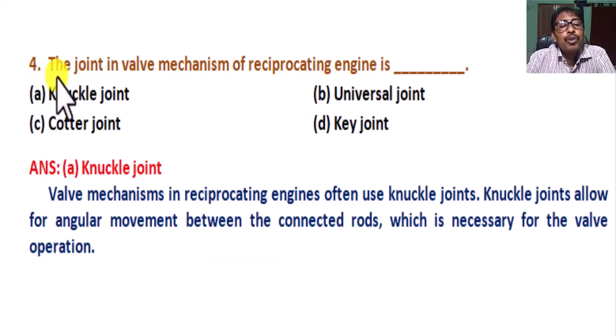Question number 4. The joint in the valve mechanism of a reciprocating engine is option A, knuckle joint, option B, universal joint, option C, cotter joint, option D, key joint. Correct answer is A, knuckle joint. Valve mechanisms in reciprocating engines often use knuckle joints. Knuckle joints allow for angular movement between the connecting rods, which is necessary for the valve operation.